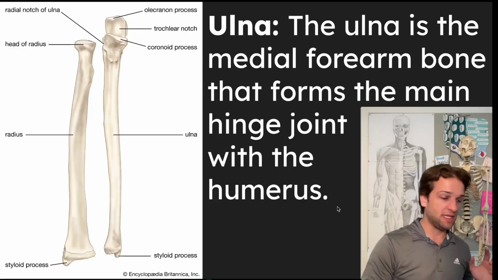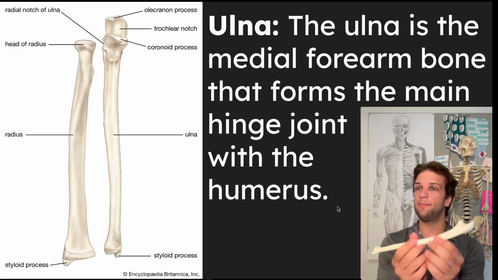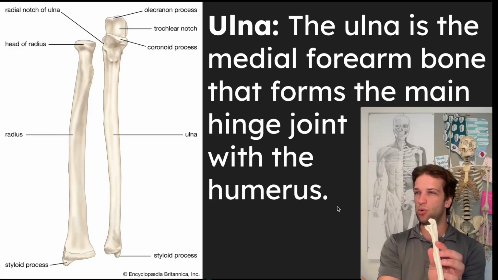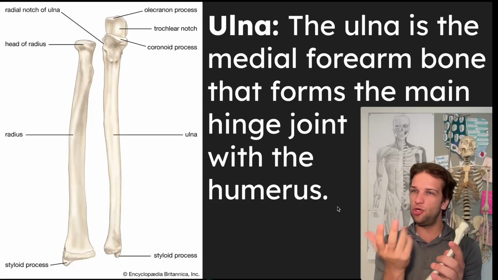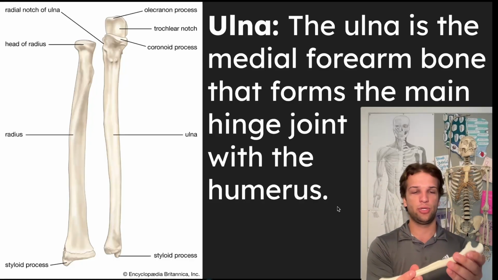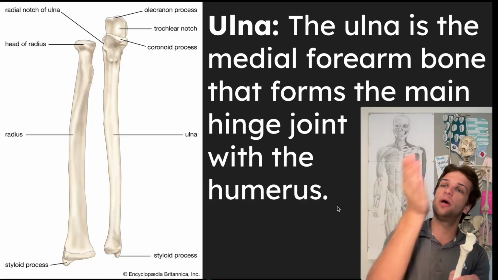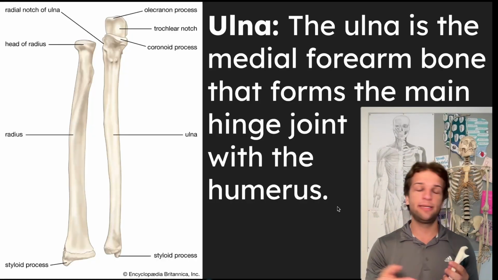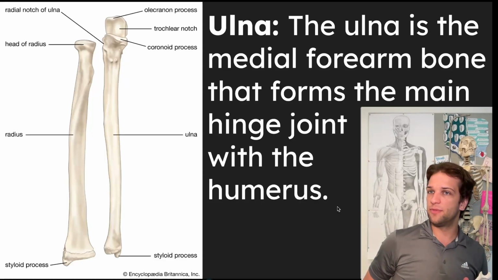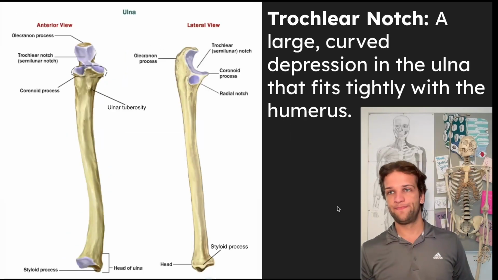Now we're going to talk about the ulna. The ulna is really important here because it is the bone that slots into the humerus and allows for movement at the elbow joint. In general, remember, radius is thumb side, so the ulna will be the pinky side, and it's helping to form the joint of the elbow.